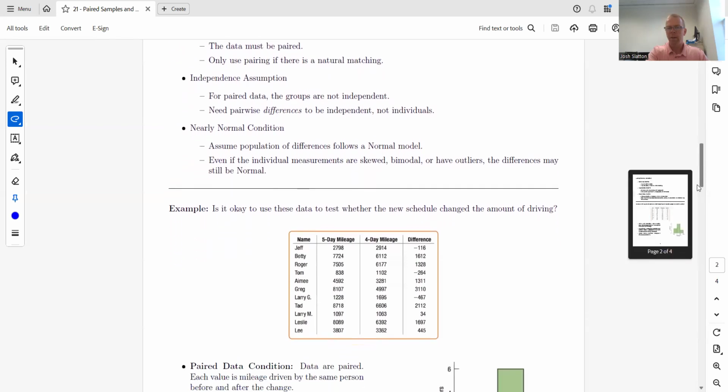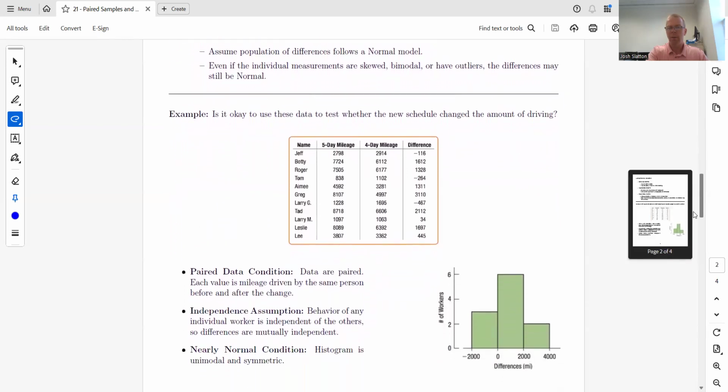So if we look at this example, this is back to the driving example. Data are paired. Each value is mileage driven by the same person before and after the change. Behavior of any individual worker is independent of the others, and the differences are mutually independent. And then the histogram we can see is basically uniform or unimodal and symmetric. So we are good there.